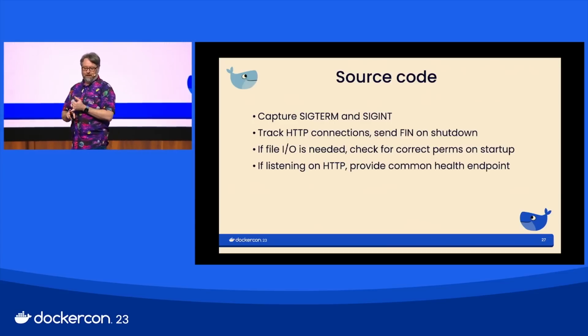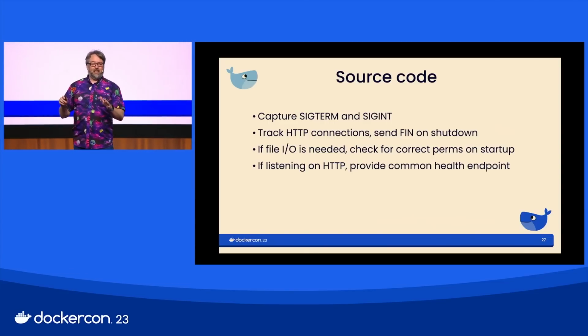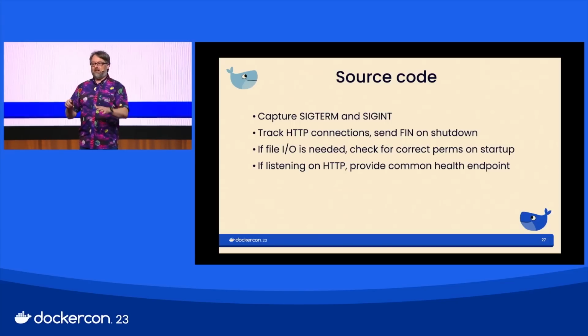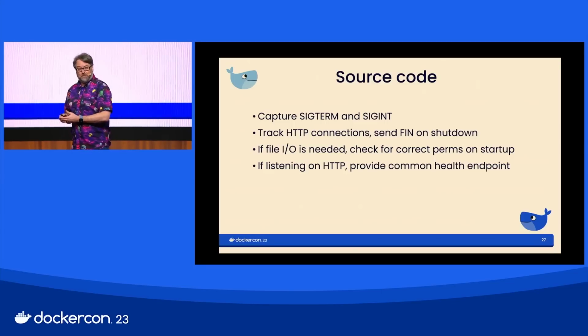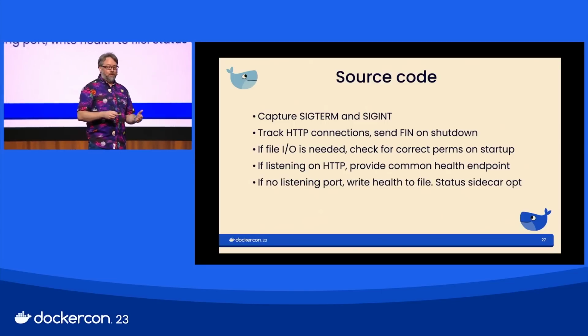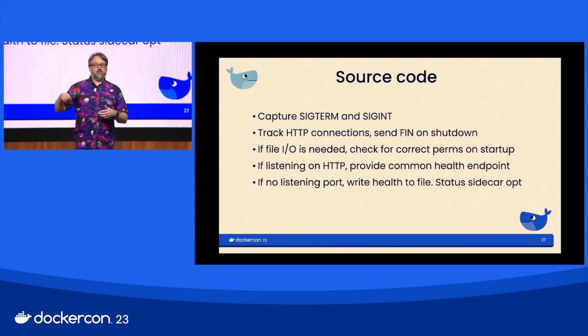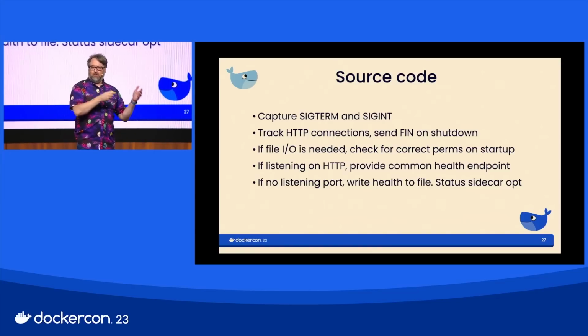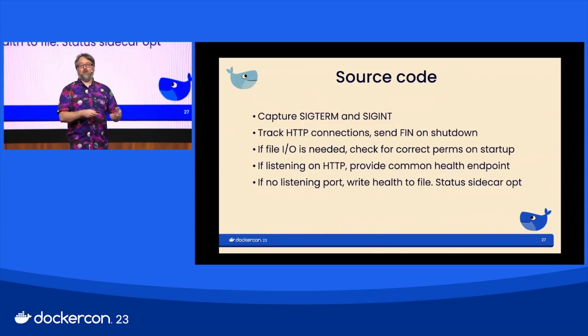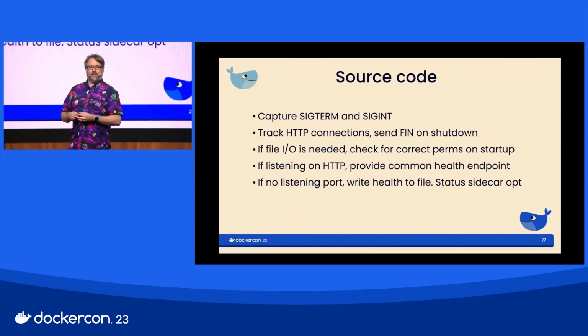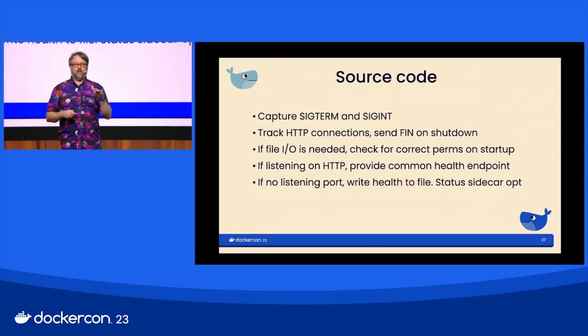If you're listening on HTTP, provide a common standard health endpoint so that Docker, Compose, Swarm, Kubernetes, and all the things can monitor your apps. If you don't use HTTP apps and they don't have a listening port, then typically the way that we do it is we write a health status to a file on disk every 30 seconds, and then we have the probe or the health check look for the date timestamp of that file, or look inside of that file for whatever data we gave it. So that's how we deal with non-listening services.